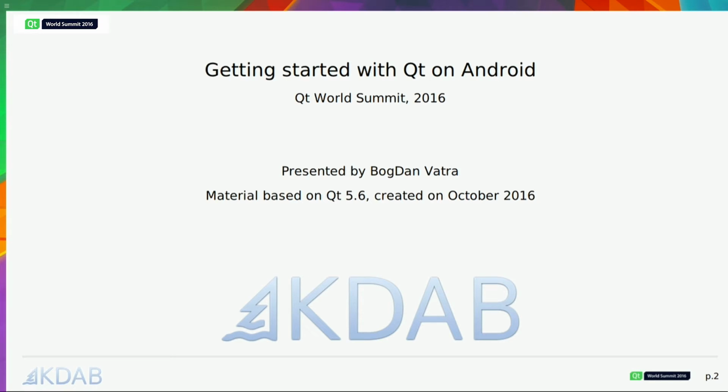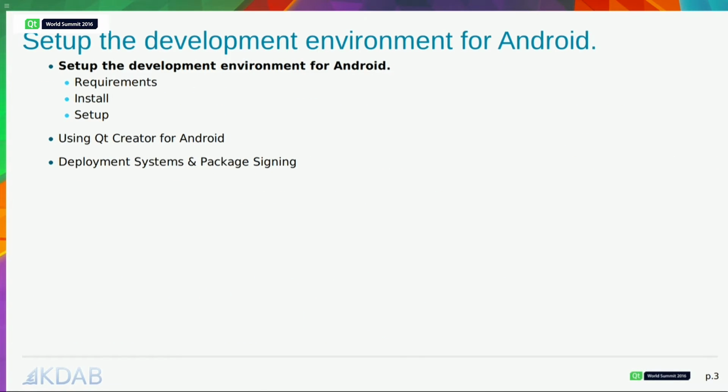This talk has three parts. First, I'm going to show you how to set up the development environment for Android. Then we are going to see how to use Qt Creator to target Android devices. And finally, we are going to discuss the deployment system and the package signing. By the way, I did the same talk 2 years ago, so if you already saw it, you can go to other presentations. Otherwise, you can see it again.